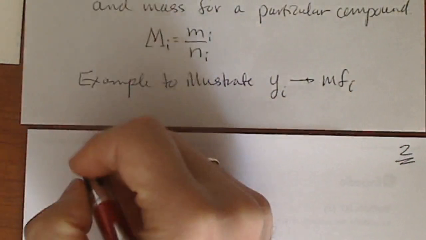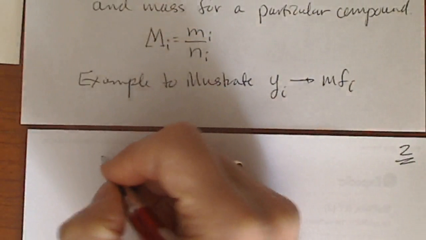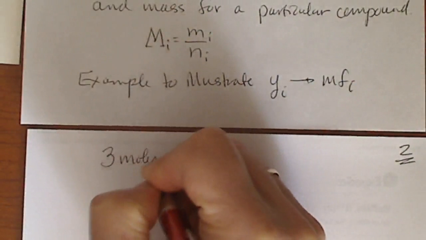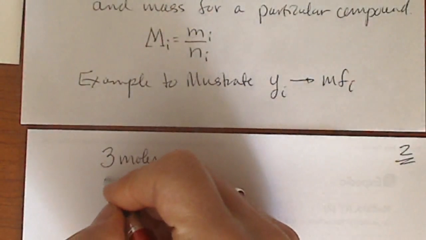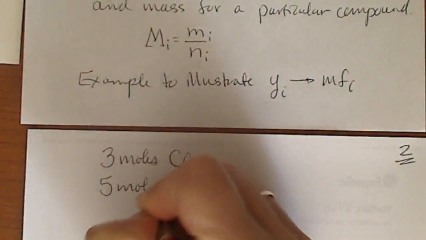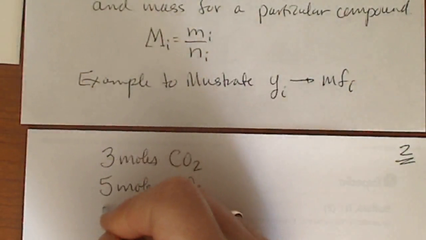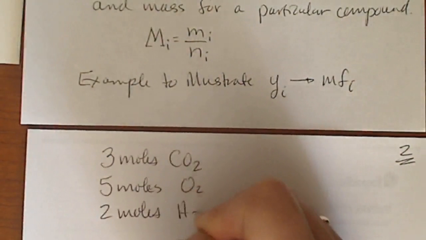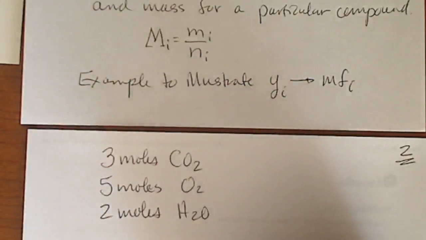Okay, so let's suppose that we have, I don't know what, 3 moles of carbon dioxide, 5 moles of oxygen, 2 moles of water vapor. And I don't know if you want to throw something else in there or not. Maybe that's enough.